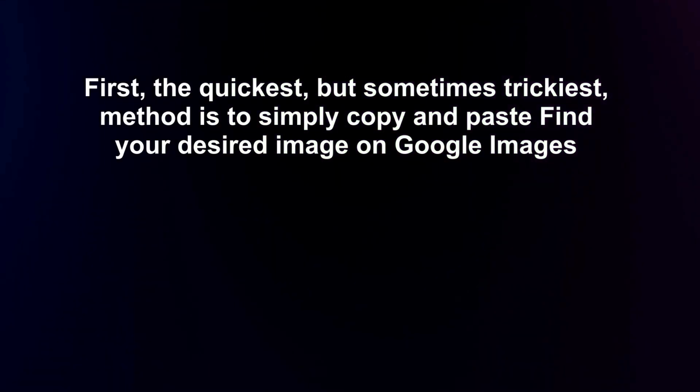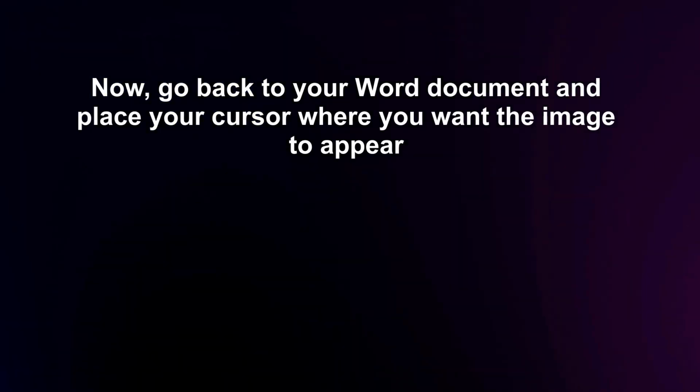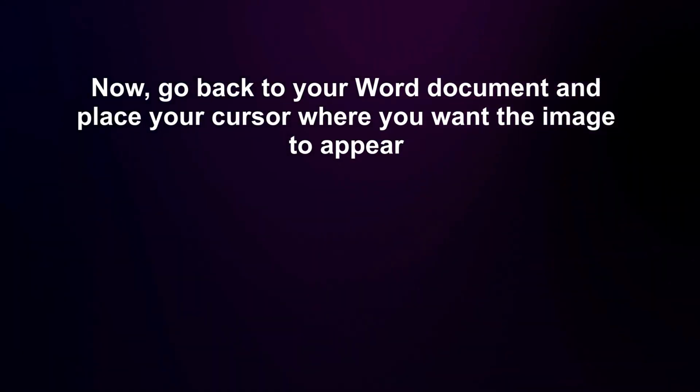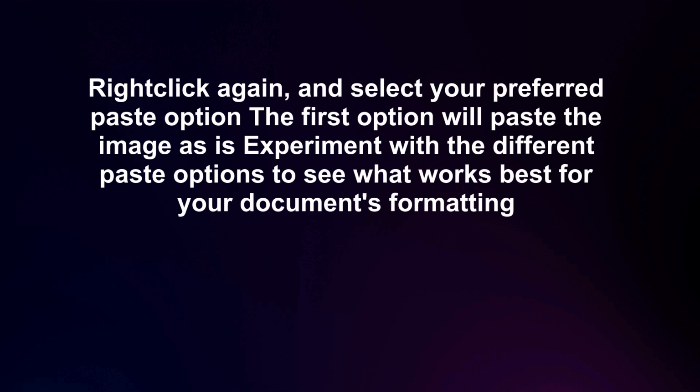Find your desired image on Google Images. Right-click on the image, and in the menu that pops up, select Copy Image. Now, go back to your Word document and place your cursor where you want the image to appear. Right-click again, and select your preferred paste option.